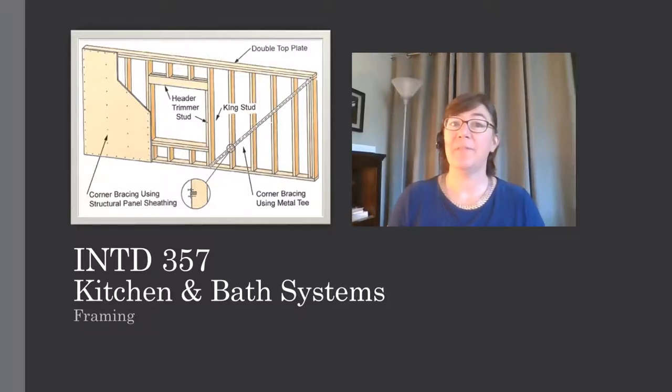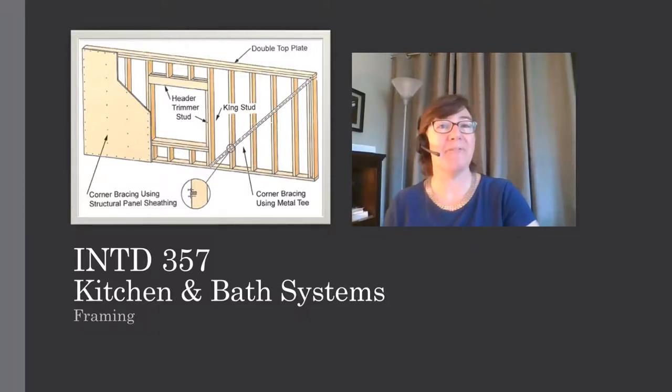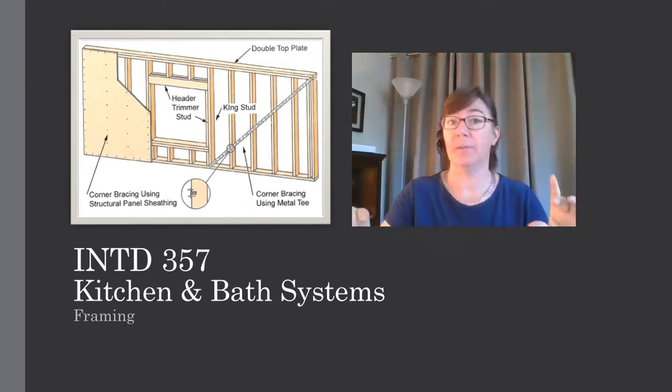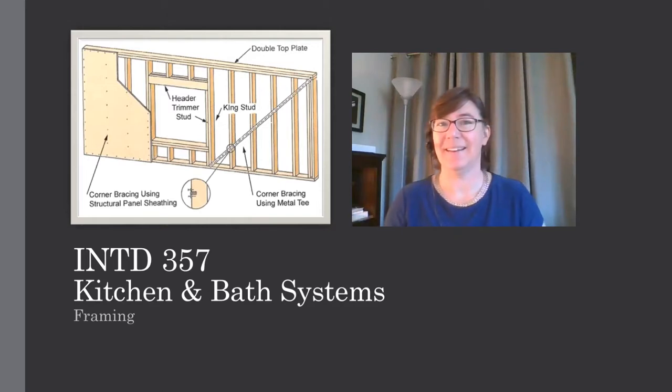All right, so in this video, we're going to talk about the platform framing system as a whole, and then narrow in specifically and talk about floor framing. Let's get started.